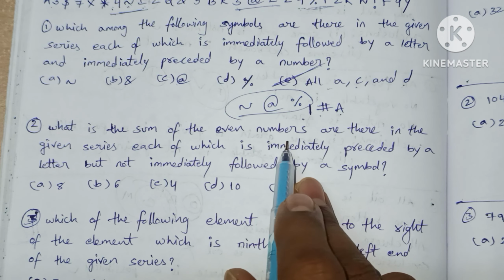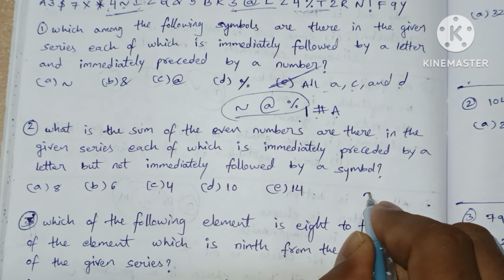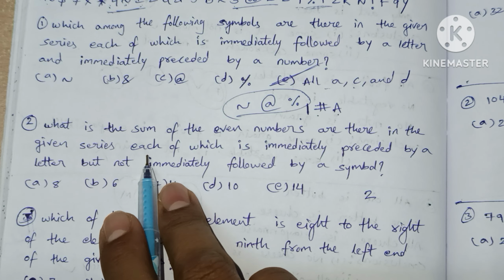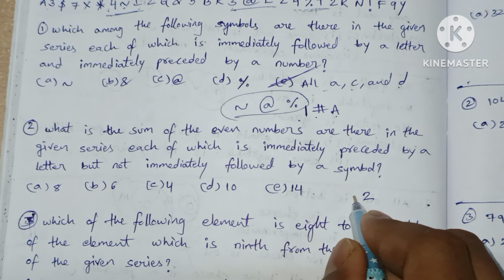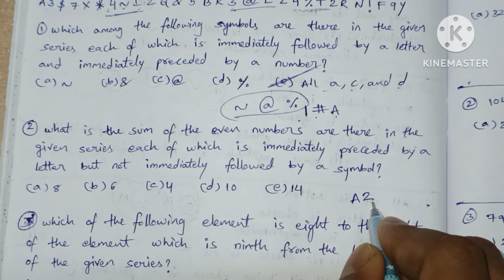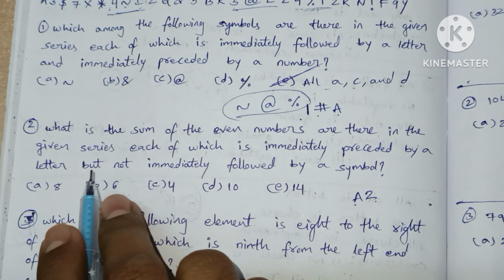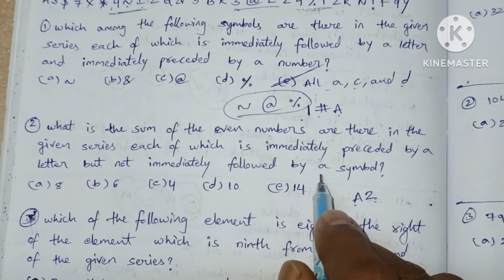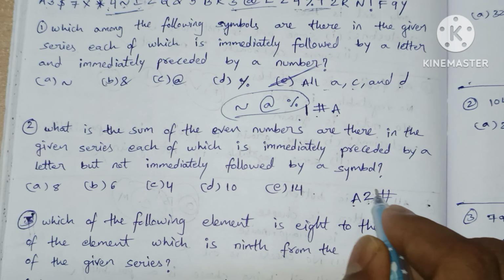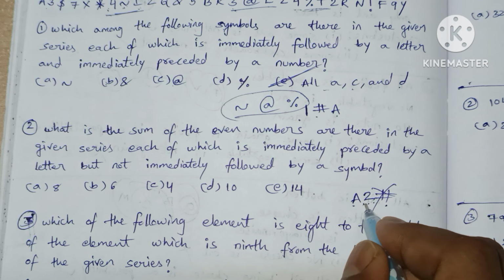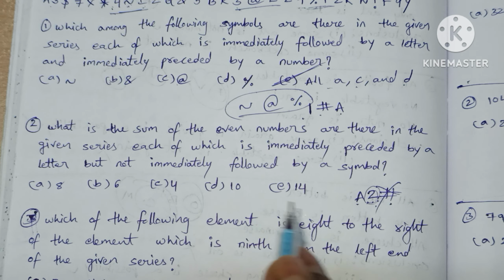What is the sum of even numbers in the given series, each of which is immediately preceded by a letter but not immediately followed by a symbol? So the even number's previous one is a letter, and after the even number there will not be a symbol. The sum of these even numbers is asked in the question.